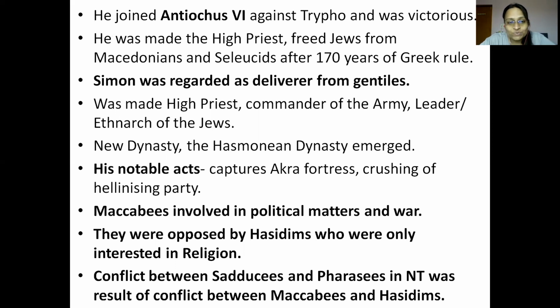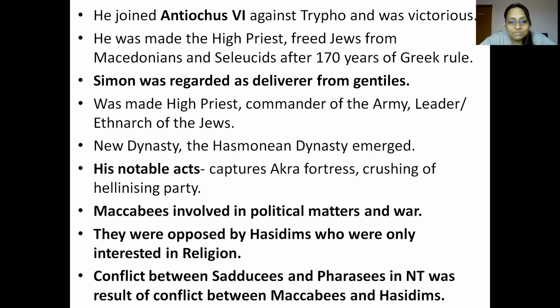We can note some acts of Simon. He captured the Accra fortress and he crushed the Hellenizing parties. Whoever tried to Hellenize the Jewish people and their tributaries, he defeated them. The Maccabees were involved in political matters and in war. They were not only limited to religious matters, because they had already received religious freedom, but now they were involved in political matters and in war also.